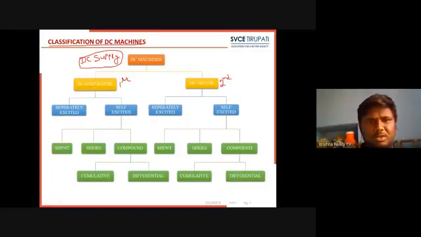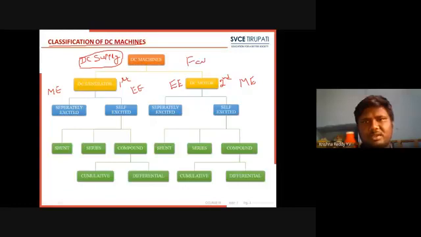The functioning of a generator is that it takes mechanical energy as the input and gives electrical energy as the output. In the case of a motor, we take electrical energy as the input and take mechanical energy as the output. Both machines, either DC generator or DC motor, work on the principle of Faraday's law of electromagnetic induction.